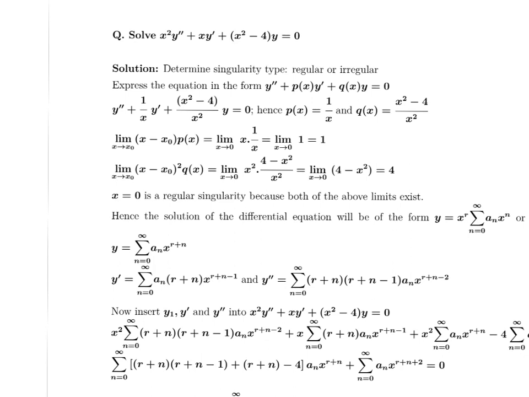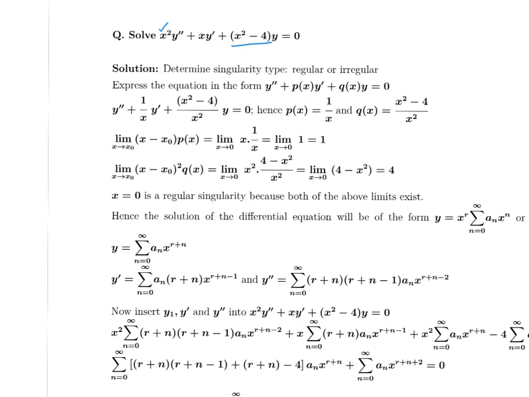In this video, I am going to find a series solution for a differential equation that has singularity in it. The equation that we are considering is this: x squared y double prime plus x y prime plus (x squared minus 4) times y is equal to 0.